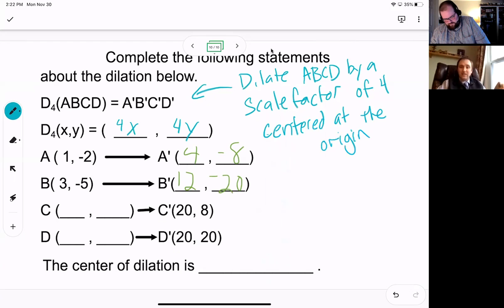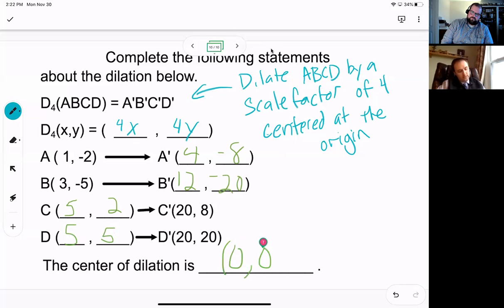Anyway, from left to right I multiplied by 4, so from right to left I unmultiply by 4, which is also called dividing, if you're curious. So 20 divided by 4 is 5, 8 divided by 4 is 2, and 20 divided by 4 is still 5. The center of dilation is 0, 0, since they didn't write anything down. So that's the assumption we're making.